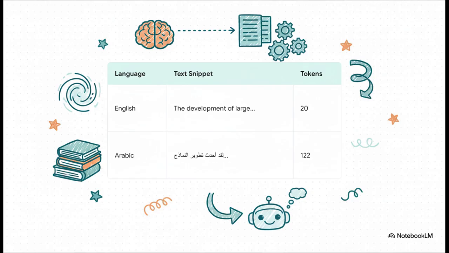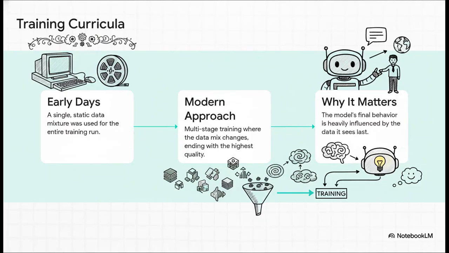But in Arabic, it takes 122. That's more than 6 times the work. An inefficient tokenizer doesn't just cost you a fortune in compute, it actively hurts your model's performance. It's a huge deal. This reality has led to a major shift in how we think about feeding data to a model.